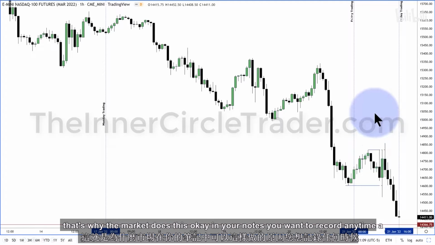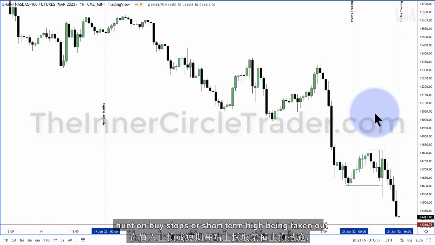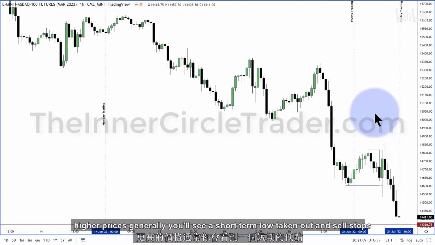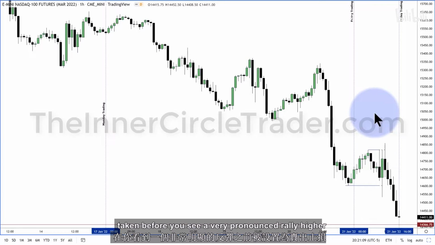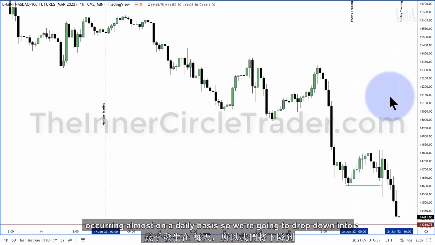Okay. In your notes, you want to record: anytime a significant price move lower is expected, always anticipate some measure of a stop hunt on buy stops, or a short-term high being taken out. Obviously, it's reversed when you're looking for higher prices. Generally, you'll see a short-term low taken out and sell stops taken before you see a very pronounced rally higher. Don't take my word for it. Go through your charts and you'll see it's actually occurring almost on a daily basis.